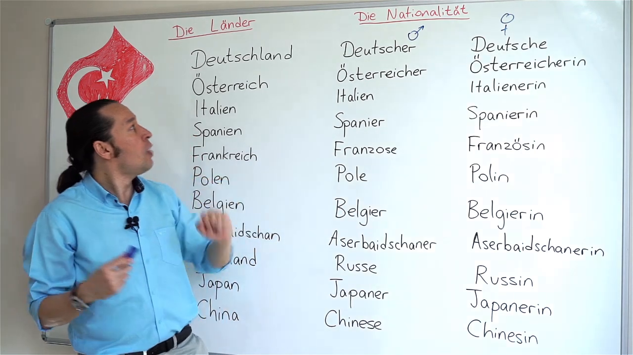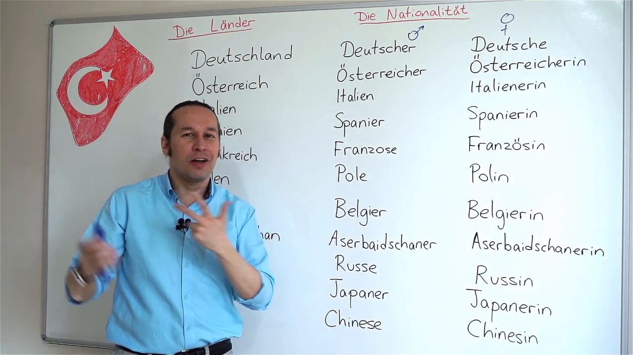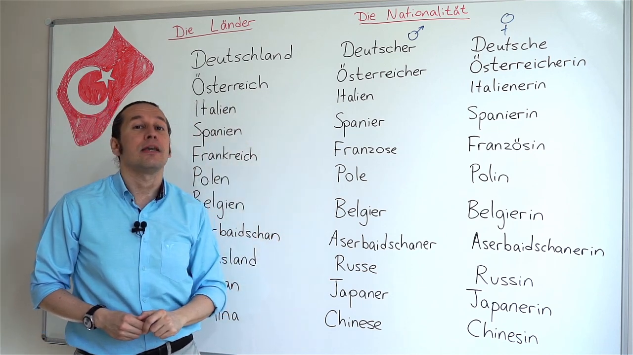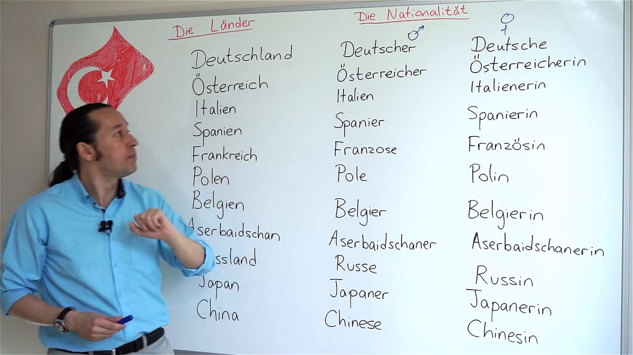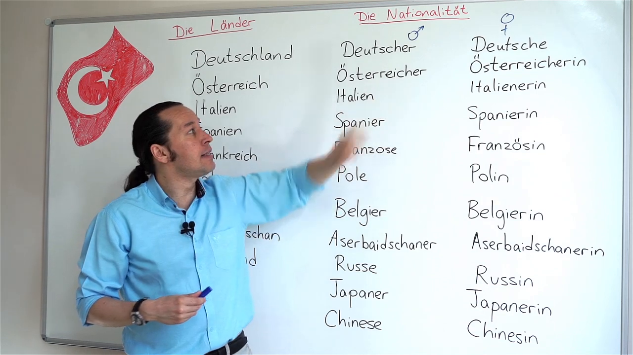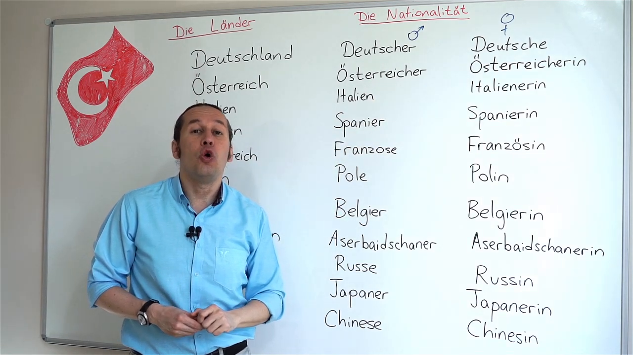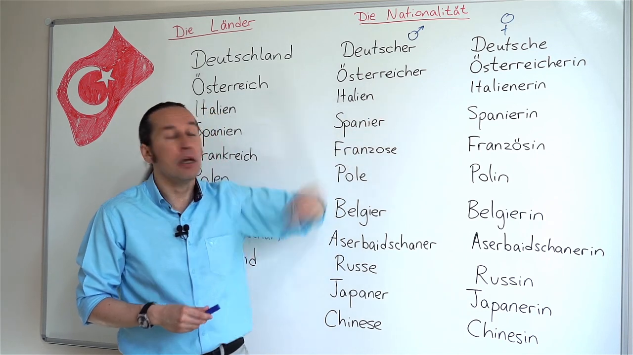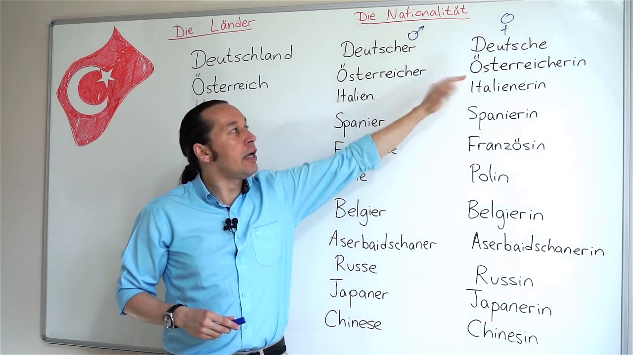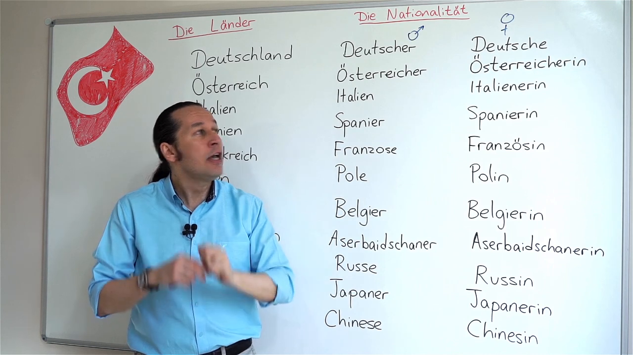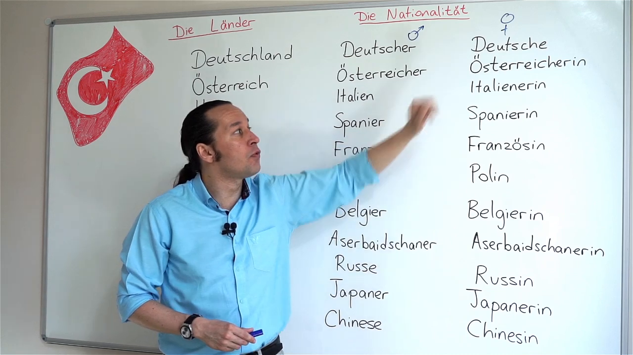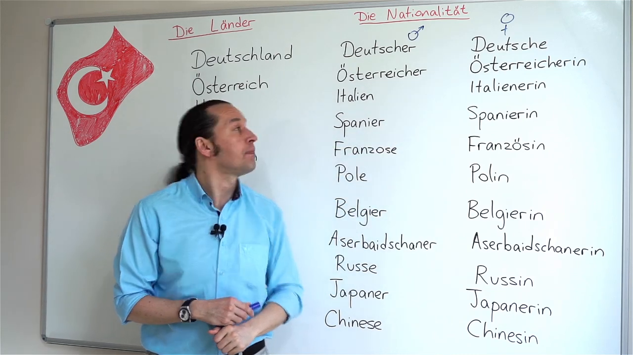So, what do I say for Austria? Austria, that's in Europe. Austria stands for Österreich, okay? So, if it's a male person, an Austrian male, I'll say Österreicher, which is a male Austrian. This place is in Europe, okay? So, if it's a female person, I will say Österreicherin, which stands for a female Austrian.